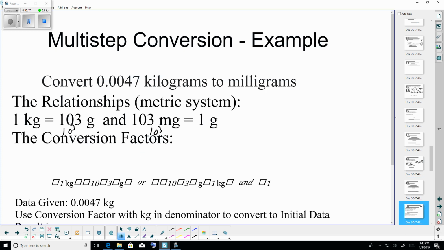So here we're going to start with, ignore this down here, 0.0047 kilograms. Put that over 1. We want to know eventually how many milligrams. We can't go from kilograms to milligrams because we only have kilograms to grams. So we go to grams over kilograms.